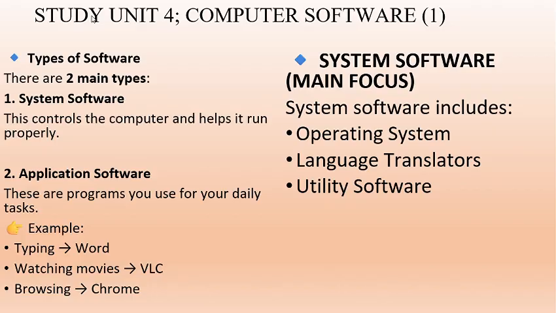So these are programs that we use for our daily tasks. Example, typing. We use Microsoft Word, or WPS for typing. If you want to watch movies, you can have VLC on your computer, or any other media player. And for browsing, you can use Chrome, Brave, Firefox, Edge, Safari, UC Browser, and a lot of other browsers. So these are all application software.